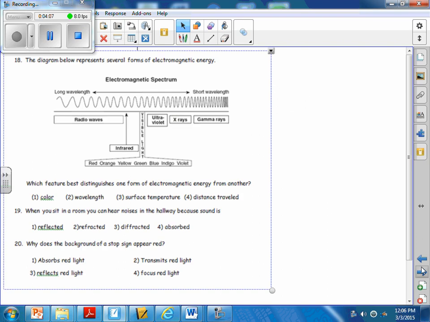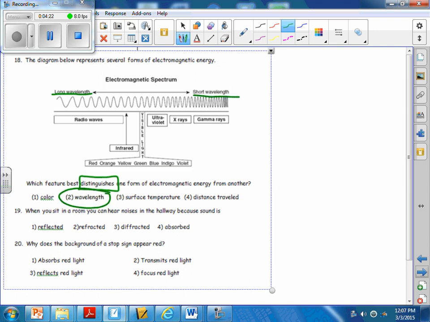Number 18, which feature best distinguishes one form of electromagnetic energy from the other? Distinguishes means to differ. So how do they differ? It tells you right up here. That's a long wavelength, that's a short wavelength. That's the only way they differ, through the size of their wavelength. They all travel the same speed, but they all have different wavelengths.